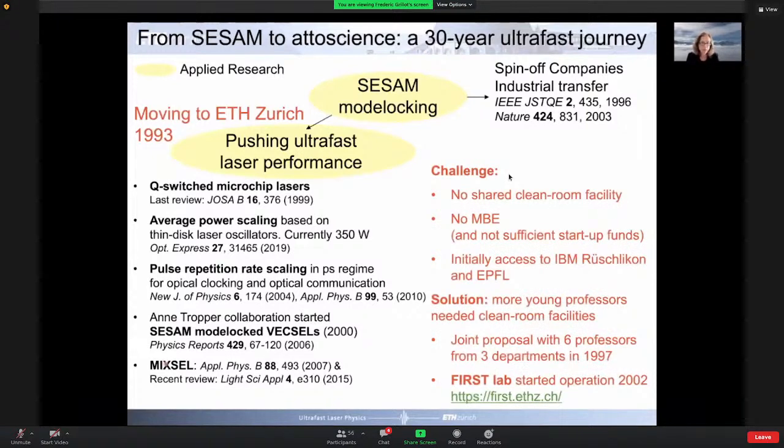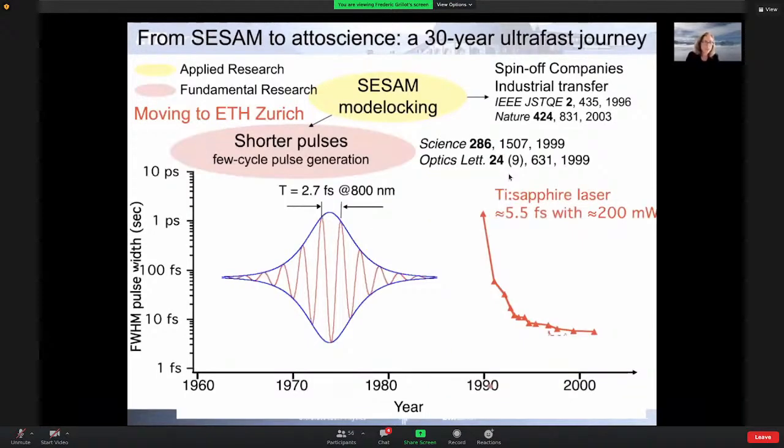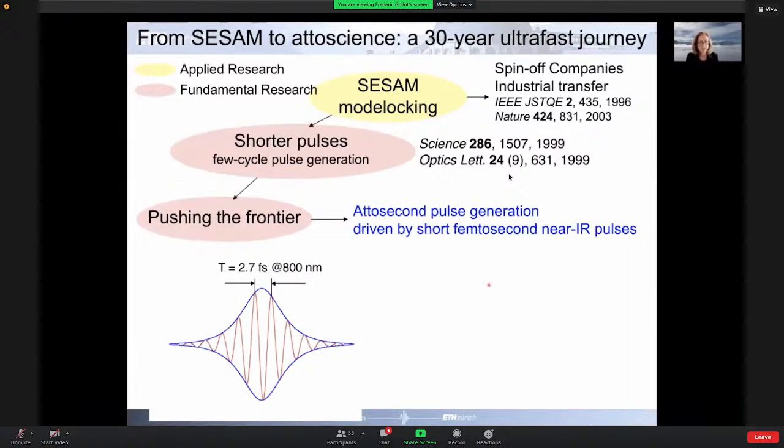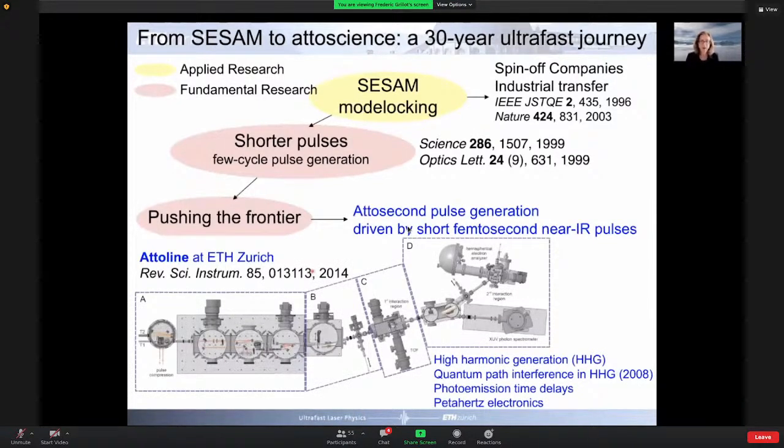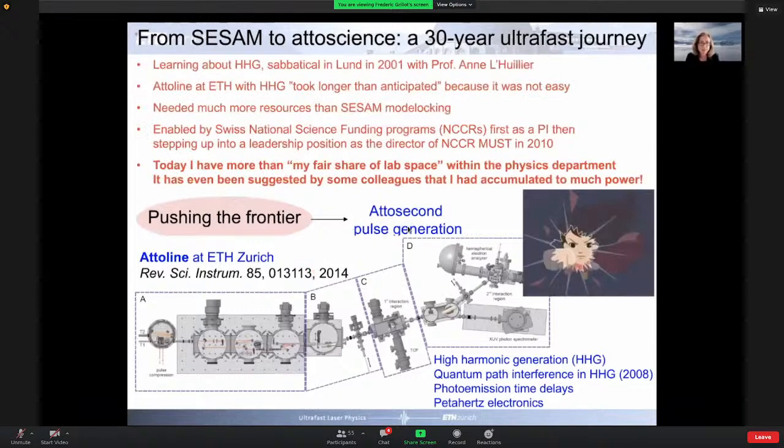Initially, when I was at ETH, there was no shared clean room facility. In addition to the mode locking scaling, I also expanded into more fundamental research as a professor. I pushed the frontier in short pulse generation based on Ti:sapphire lasers. By pushing the frontier, we reached a limit in the near infrared regime, and to go to even shorter pulses, we needed to go to higher frequency. This could be achieved with high harmonic generation, so I expanded into high harmonic generation and built up an attoline at ETH. I did a sabbatical in Lund with Anne L'Huillier, who was a leader in this field, to learn the techniques. Building it up required quite some effort, which took some time.